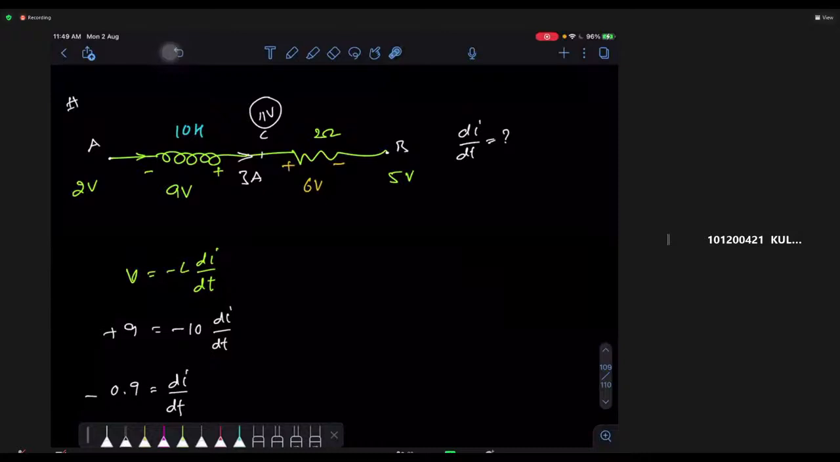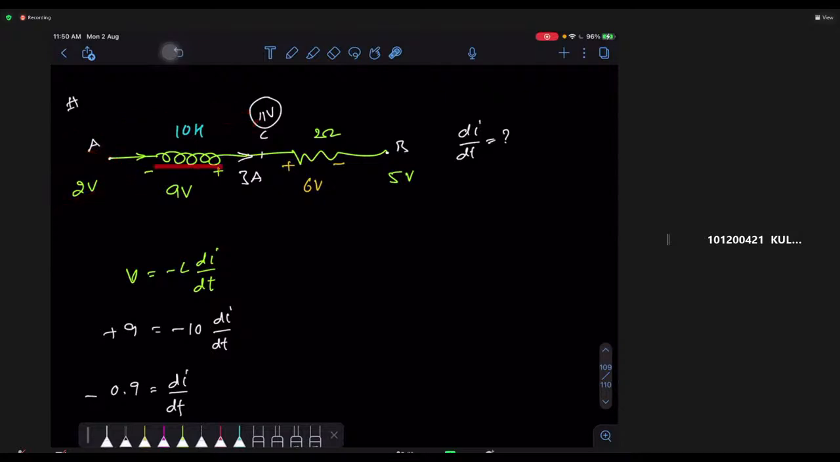So when I go through the resistance, I know a 6 volt potential drop is there. So this is 5 volt. You cross it, it gives me 6 volt, 11 volt here. So at C, I'm getting 11 volt. A's potential is given as 2 volt, C's potential is 11 volt. We calculate it. So if you're crossing from A to C, you have to increase the potential by 9 volt.